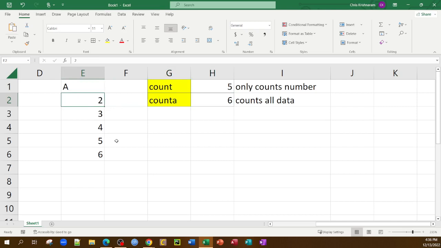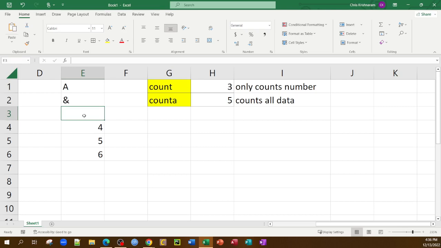So if I change 2 to a symbol, an ampersand symbol, notice COUNTA is still at 6, whereas COUNT is dropping. It dropped to 4. Now I'm going to delete 3. Notice it does not count cells that are empty. It is looking for data. So notice COUNTA has 5. I only have 5 cells here with data inside of them.